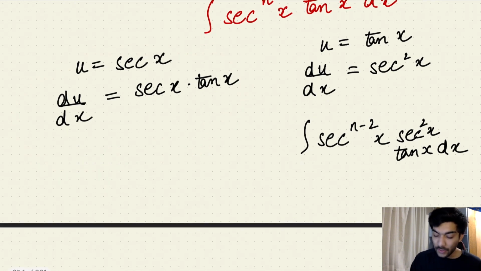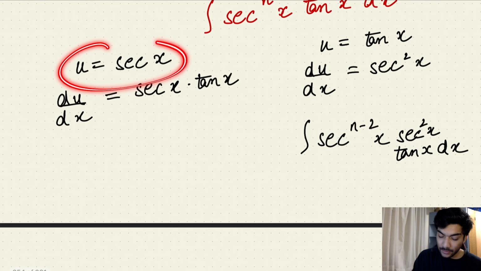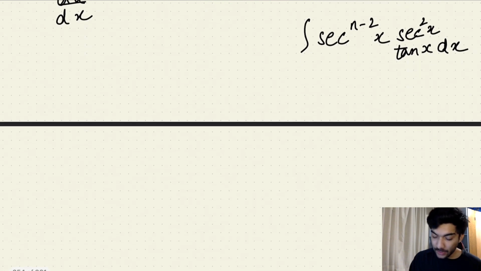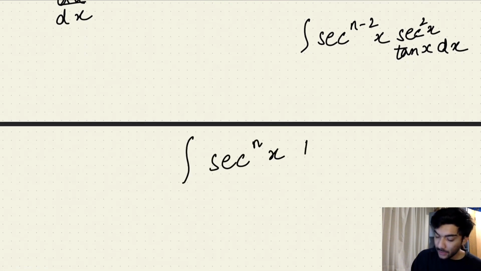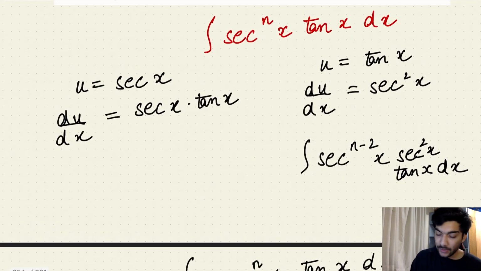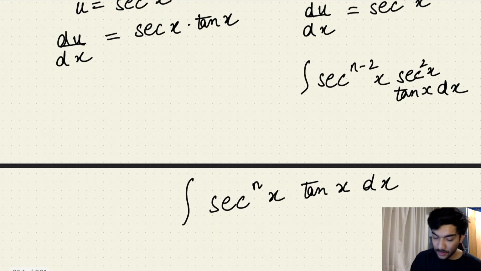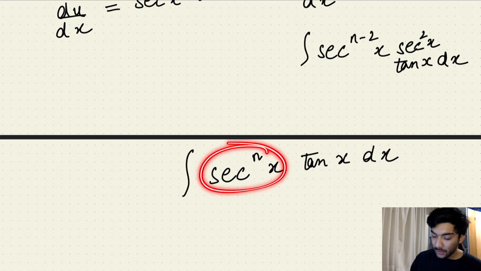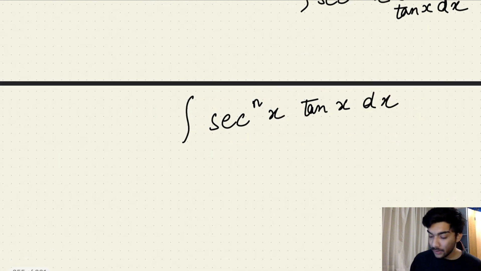If we assume a u function to be secant x, our du is secant x tan x dx, right? So let's write the integral expression again. The integral expression is secant nx tan x dx, right? So now since we are assuming a u function to be secant x and we want a secant x tan x component as well, so let's have a secant x tan x component over here and split this secant to the power nx in order to get the expression that we want.